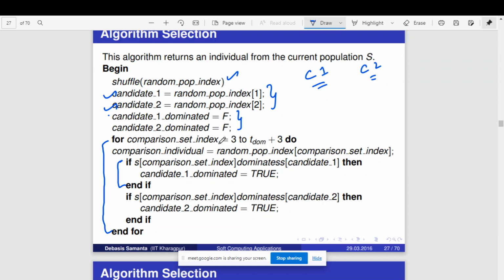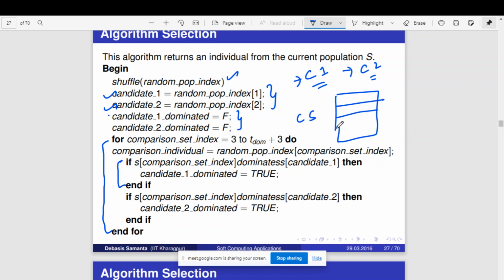Here the comparison set creation code is not given. It is assumed that the comparison set is already created and available for you, okay. Candidate 1 is only one element. Candidate 2 is only one element. We have more elements where?